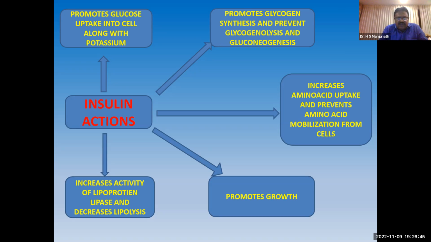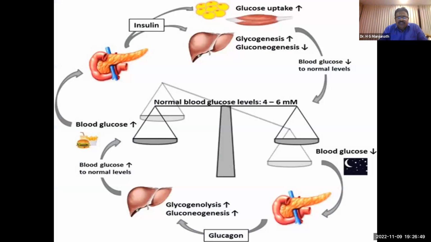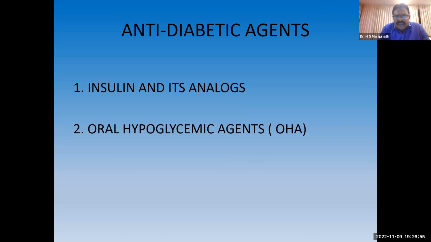So these are the actions of insulin we have to keep in mind. I don't want to go into the details of glucose homeostasis, as Madam already dealt with it in detail. So now, going directly on to the anti-diabetic agents. The anti-diabetic agents are classified as insulin and its analogs and oral hypoglycemic agents. Along with that we have got synthetic analogs also, and we're going to touch upon synthetic analogs too.